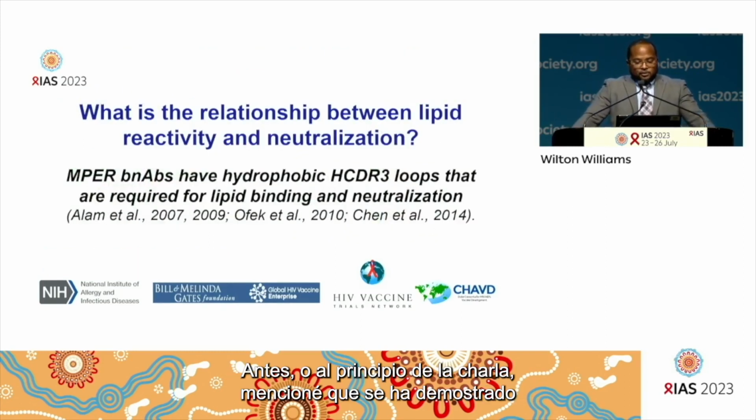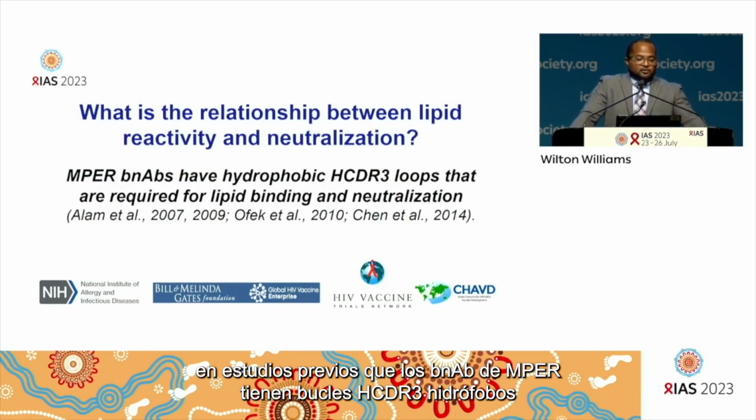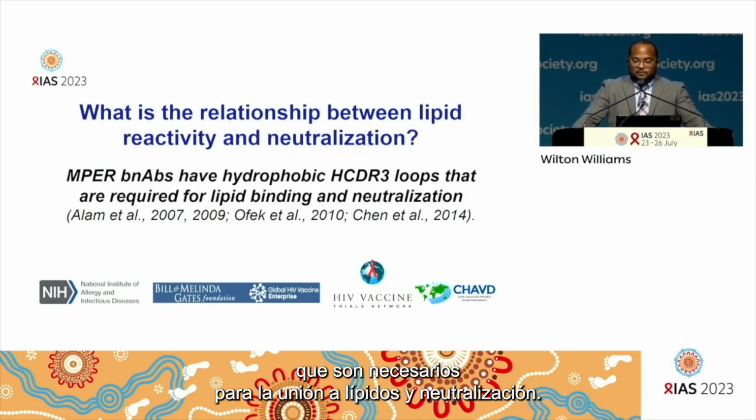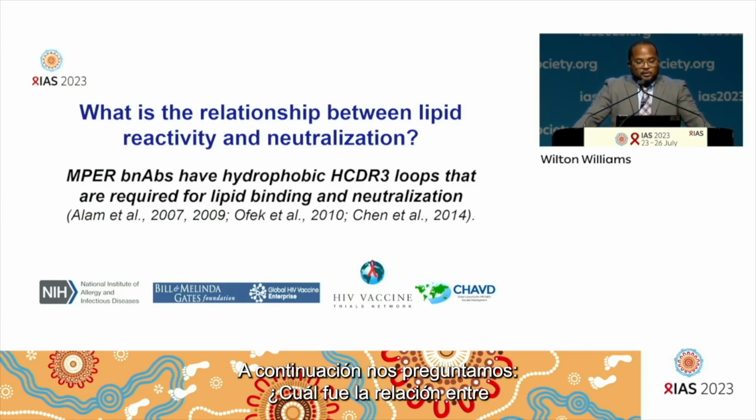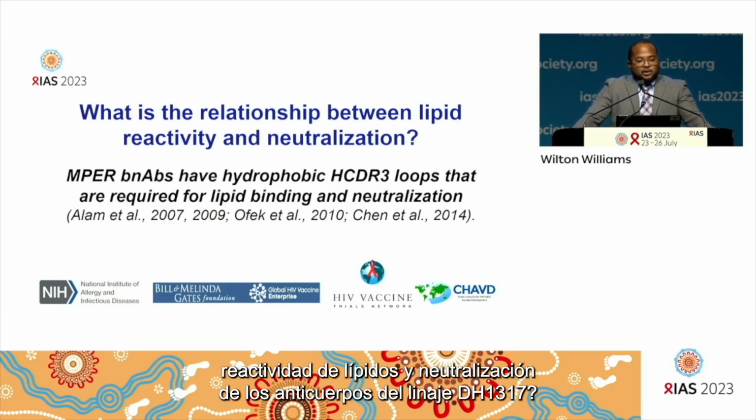So previously, earlier in the talk, I mentioned that previous studies have shown that Emperor bNAbs have hydrophobic HCDR3 loops that are required for lipid binding and neutralization. So we next wondered what was the relationship between lipid reactivity and neutralization of the DH1317 lineage antibodies.